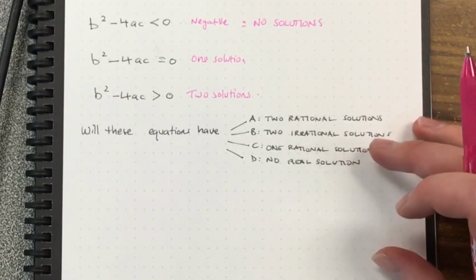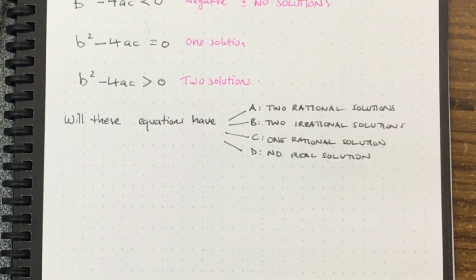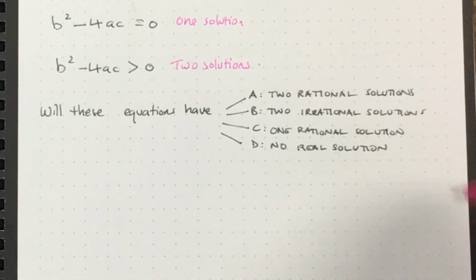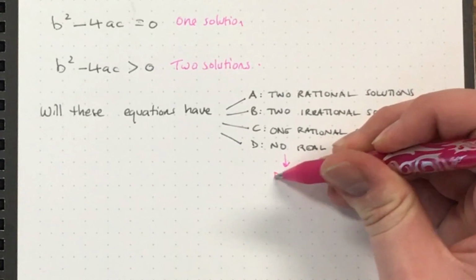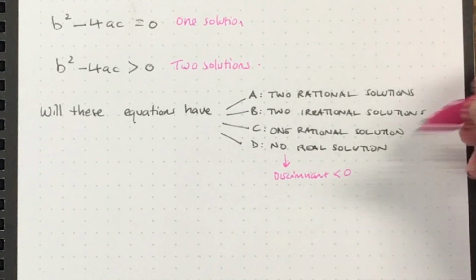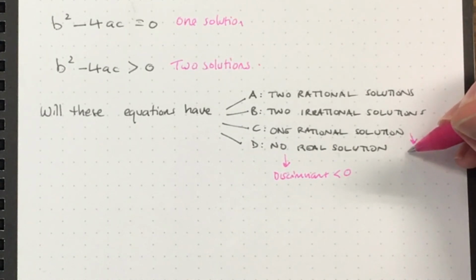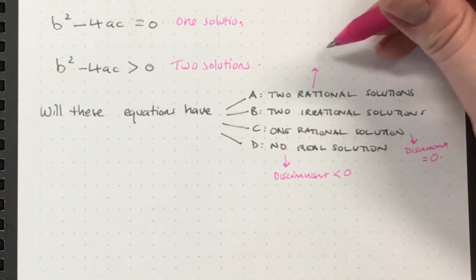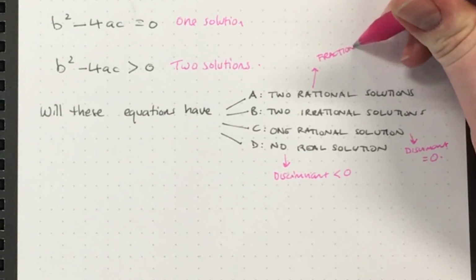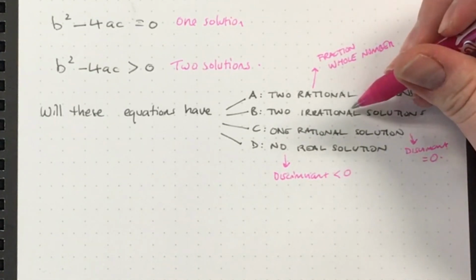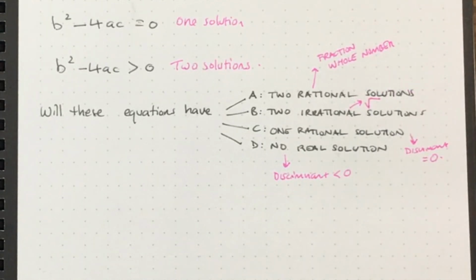Now, the last thing on the notes: will the equations have 2 rational solutions, 2 irrational solutions, 1 rational solution, or no real solution? Well, if the discriminant is less than 0, that's no real solutions. 1 rational solution means that the discriminant is equal to 0. Rational is just a fancy word for fraction. So rational would be a fraction, or could even be a whole number, to be honest.